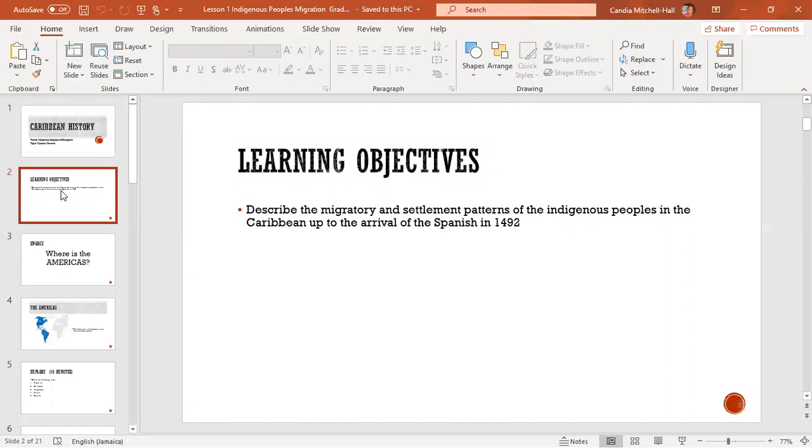What this is asking us to do: before Christopher Columbus came, or the Spanish came to the Caribbean in 1492, who lived in the Caribbean? What were their patterns? On which islands did they settle? All right? So these are some of the issues that we are going to look at.